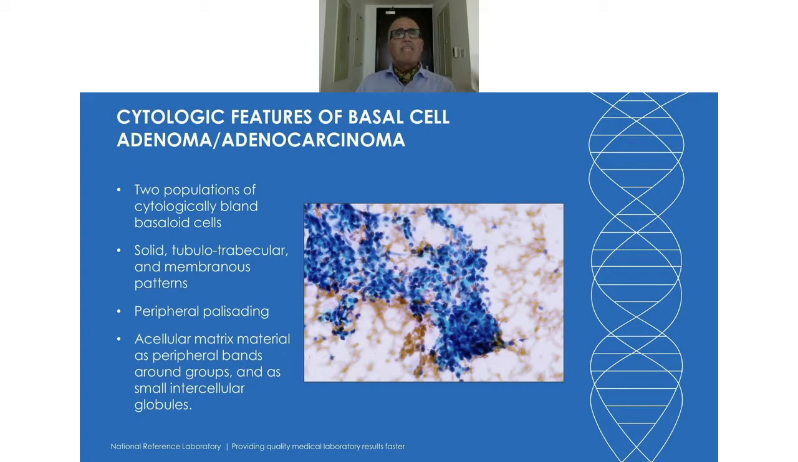And then we have the basal cell adenoma and adenocarcinoma, because very often we are unable on cytology to separate them. We tend to say this is in keeping with a basal cell neoplasm. You have solid, tubulotrabecular and membranous patterns. There is peripheral palisading, and the matrix is acellular, and as I showed you before, it can have typical features which resemble adenoid cystic.